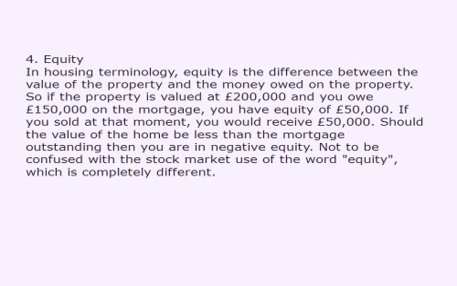4. Equity. In housing terminology, equity is the difference between the value of the property and the money owed on the property. So if the property is valued at £200,000 and you owe £150,000 on the mortgage, you have equity of £50,000. If you sold at that moment, you would receive £50,000. Should the value of the home be less than the mortgage outstanding, then you are in negative equity. Not to be confused with the stock market use of the word equity, which is completely different.